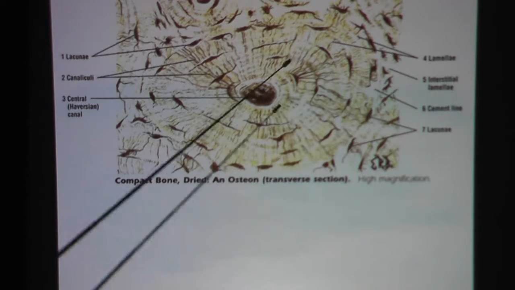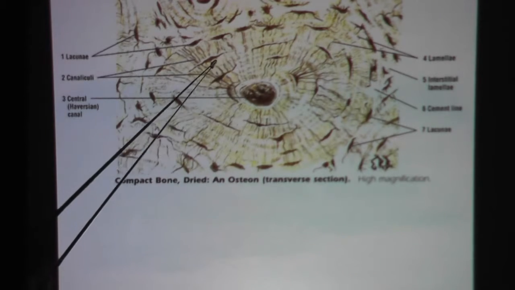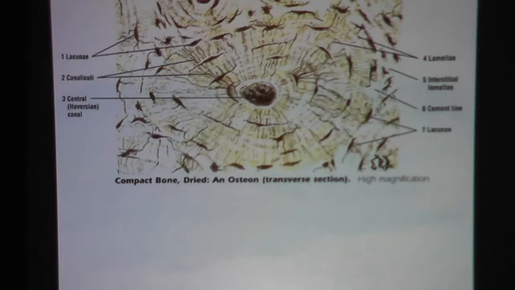And in each of these rings, you see the lacuna. All of these dark spaces would be lacuna. And it's in the lacuna that we have osteocyte. Okay, we have osteocyte.